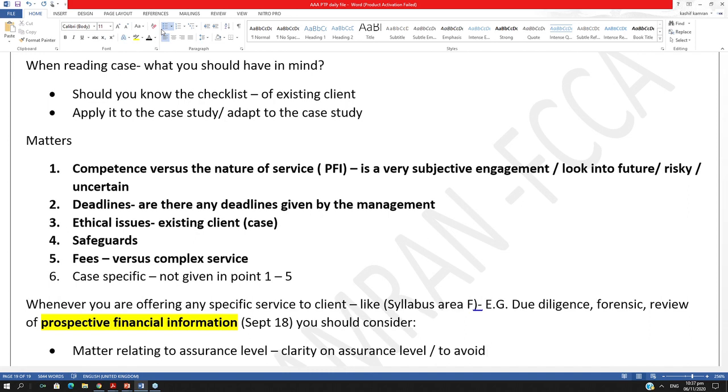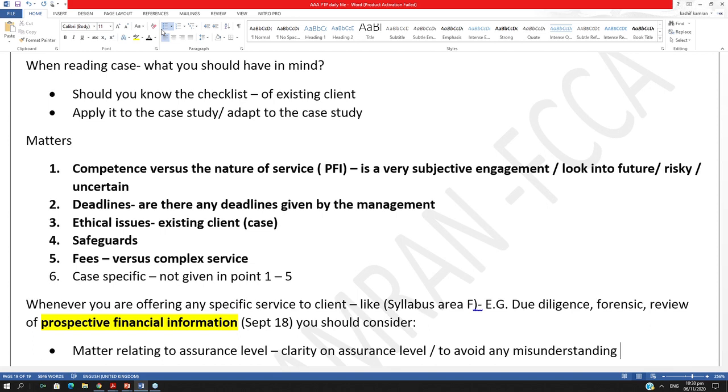So should you consider matters relating to the assurance level when you're accepting a service? Should you provide clarity to the management on the assurance level to avoid any misunderstandings? Will that be an important matter when you're accepting a service? So should you tell Narle company that this is a moderate assurance engagement so that there are no misunderstandings later? Is that clear to everyone?